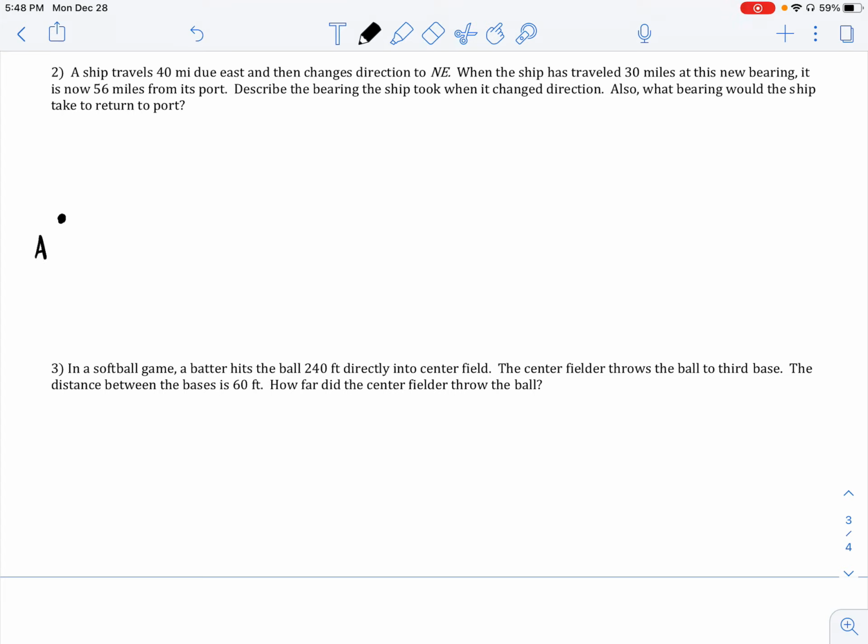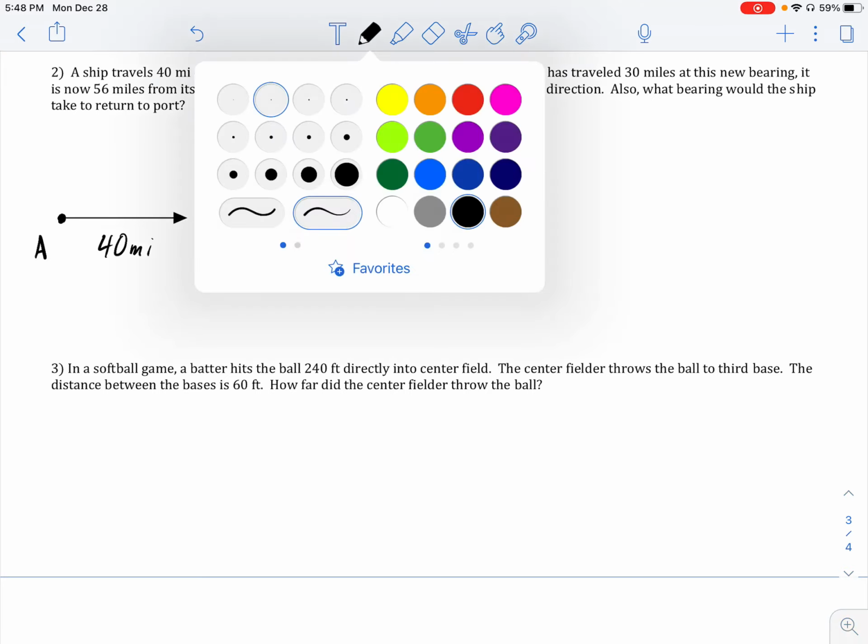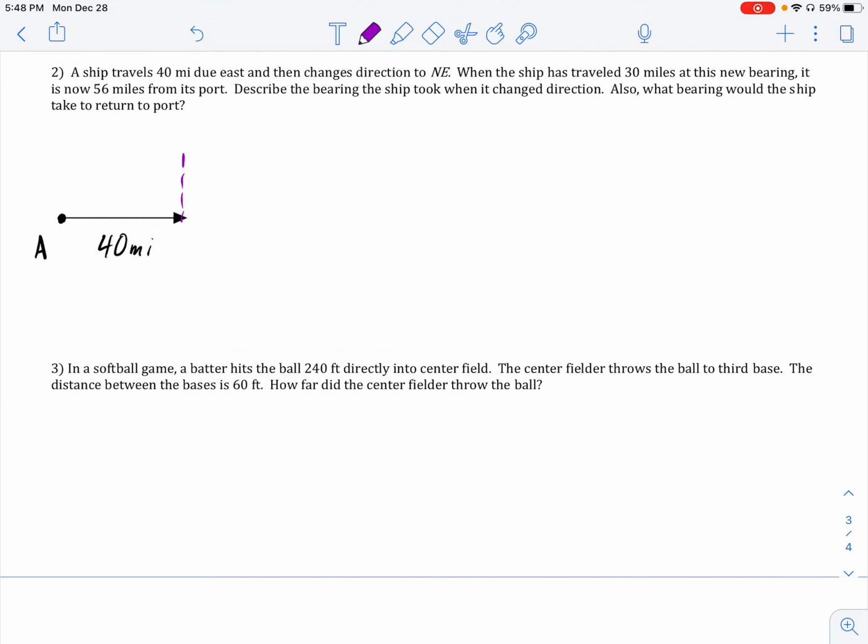It traveled 40 miles due east, means directly east. So it traveled 40 miles due east. So I'll just go ahead and label that as 40 miles. And then it changes directions to northeast. So let me just change that color there. So from here, it changes directions to northeast.